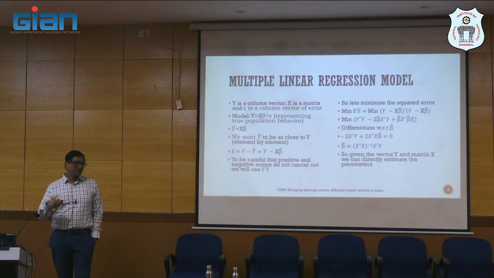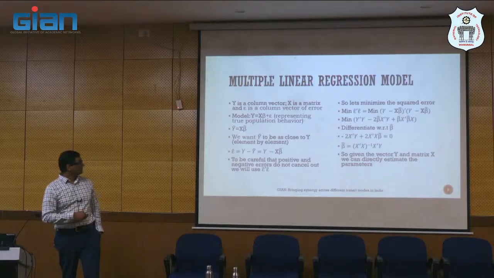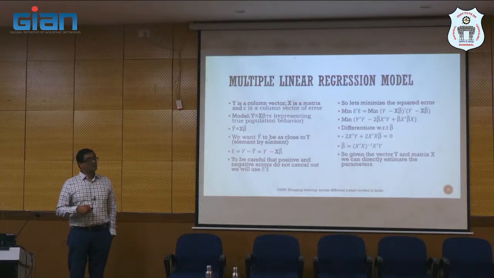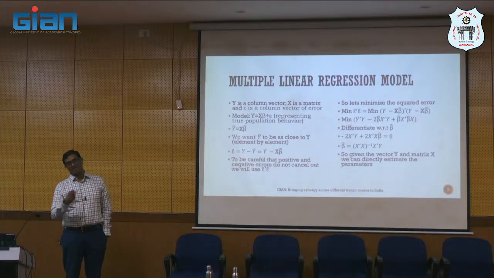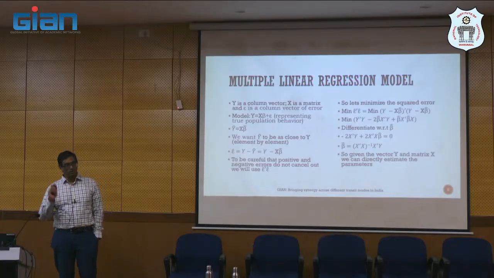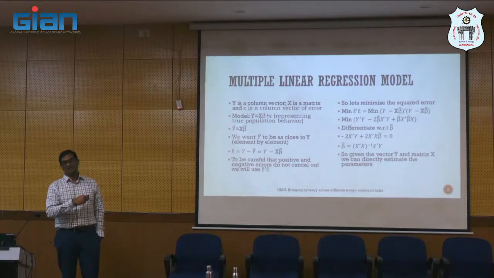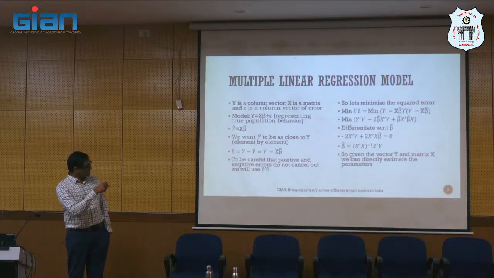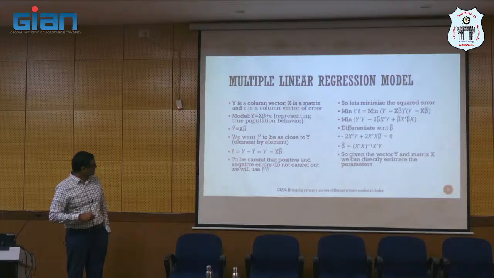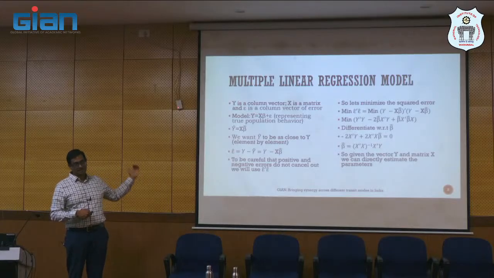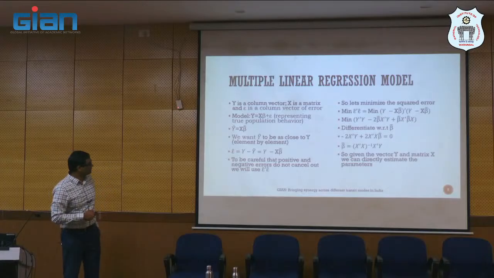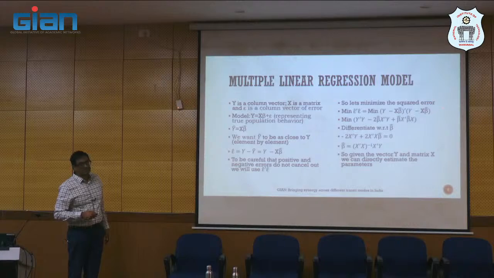Theoretically, you could have tried with absolute also, but the square works better, because the square function is continuously differentiable. You can take the first derivative, second derivative, whatever you want, and that helps us in some estimate computation. So what I'm doing here is we'll take the square. In matrix notation, the square is nothing but the transpose times the other one. So it is y minus x beta hat, transpose, times y minus x beta hat.